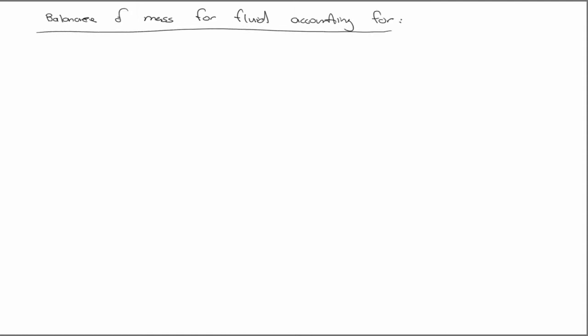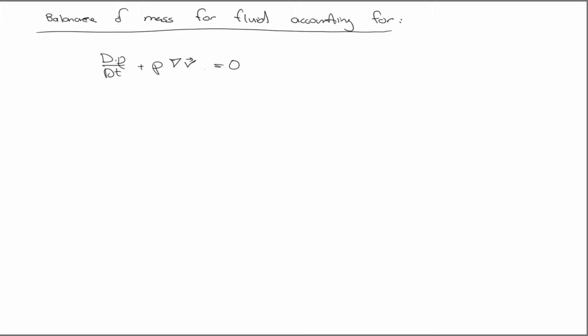In the third equation, we're going to balance the mass of the fluid. We're going to write the mass balance for the fluid, accounting for these things. We know from earlier in the class, we have d rho dt plus rho grad v equals zero. That's our standard mass balance, right?